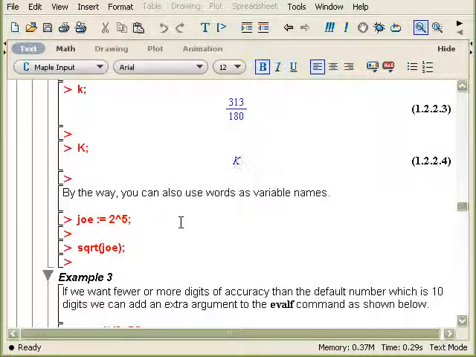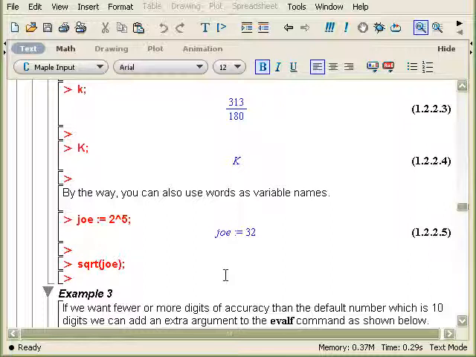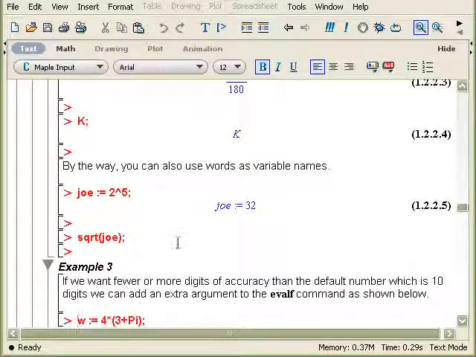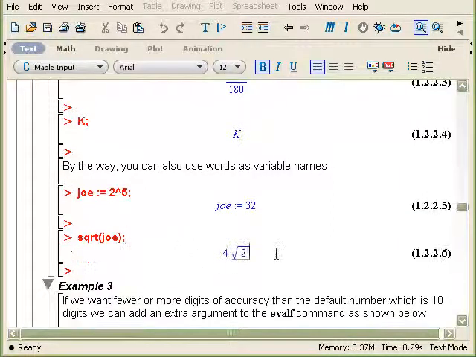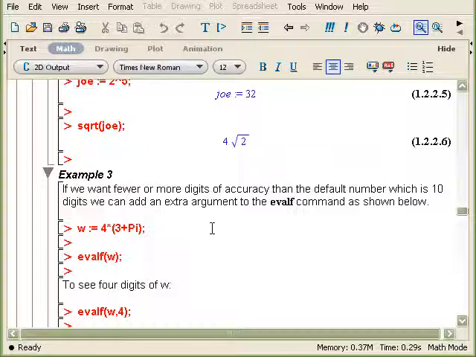The name could be any set of letters, right? So 2 to the 5th we can assign as Joe, right? So Joe is 32. Square root of Joe is 4 times square root of 2.